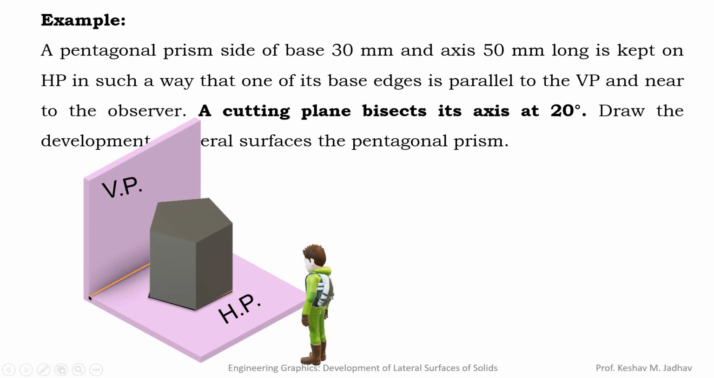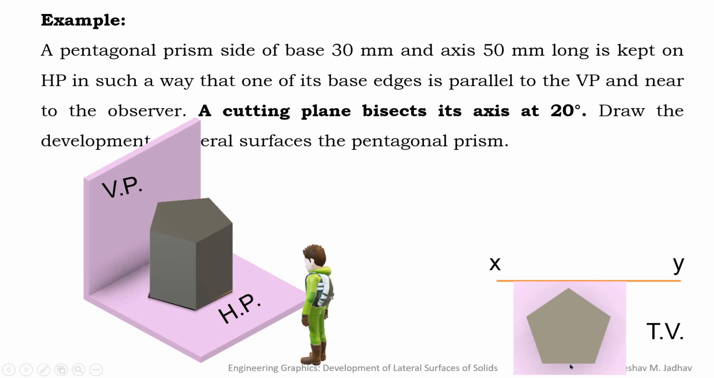So intersection of vertical plane and horizontal plane, it is the xy axis, and when we look at the object from the top direction, then observer will observe the pentagon shape, and that pentagon shape we can draw in top view like this. And this edge is parallel to xy. So when we are drawing top view, this xy line will act as the vertical plane. So this line is parallel to xy, means it is parallel to vertical plane, and here on this side it is vertical plane and on this side there will be observer. So this parallel line will be near to the observer, and these are the other edges of the pentagon.